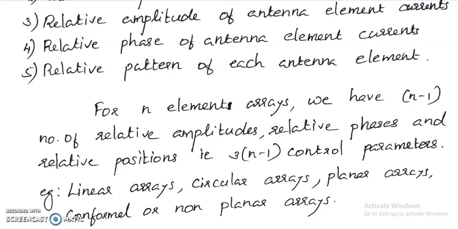That means we have 3 into n minus 1 control parameters. By controlling these parameters, we can control the radiation pattern. That's why we can control the directivity of the antenna. And some examples of antenna arrays are linear arrays, circular arrays, planar and non-planar arrays.